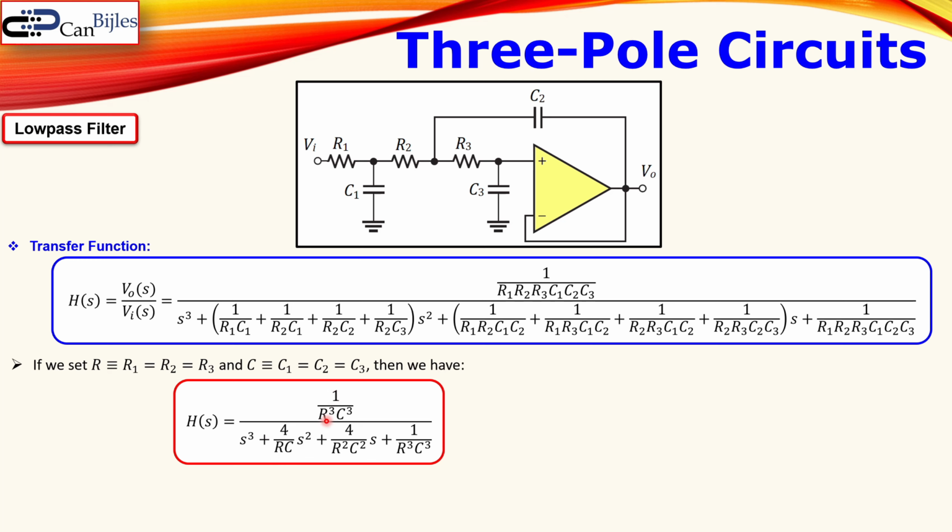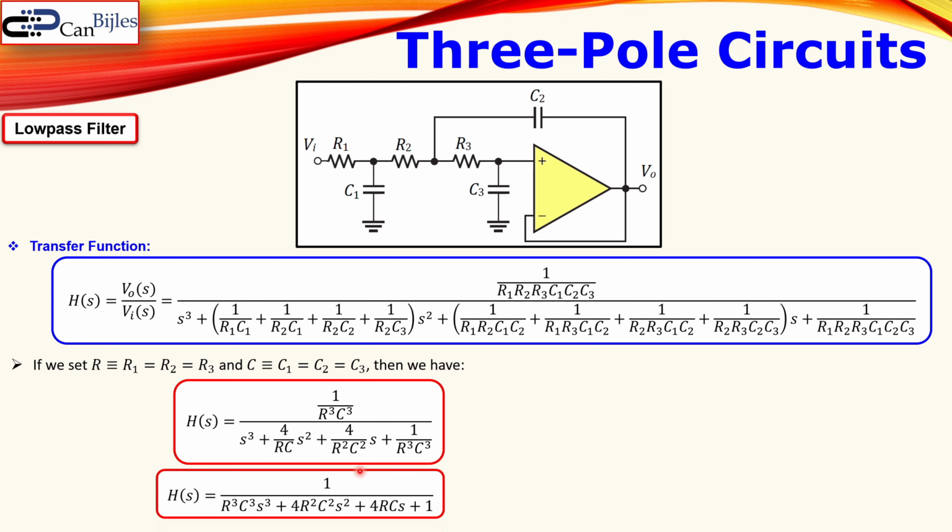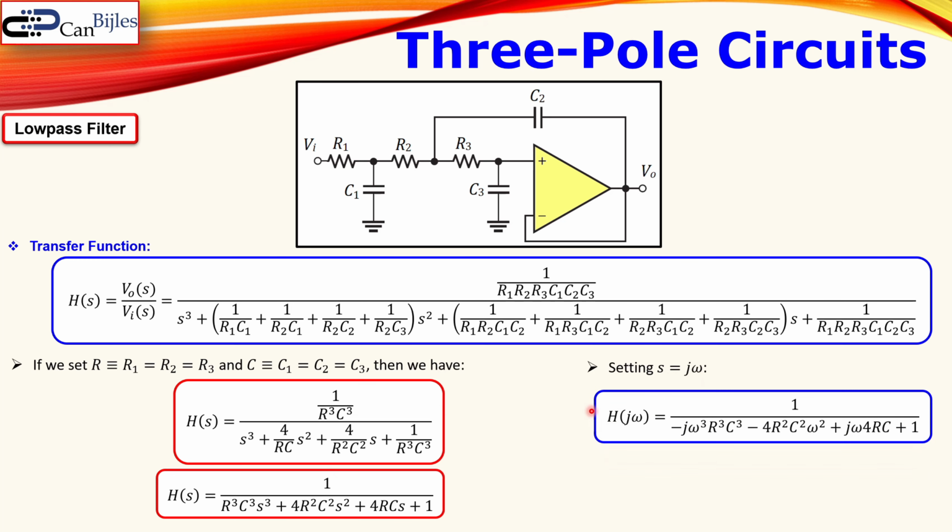Again, 1 over the R cubed and C cubed, and that can then be written like this by multiplying the numerator and denominator by R to the power 3 and C to the power 3. Again, we need to go to the steady state analysis, so s is equal to j omega, and then you have this expression. Again, it's a similar analysis to what we have done before.